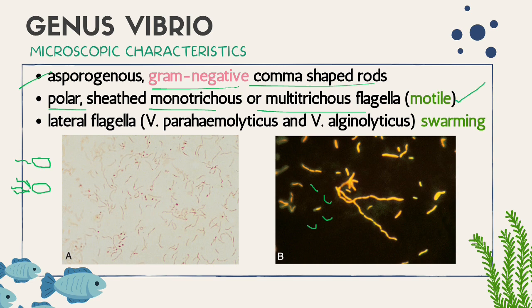There are some organisms under Vibrio that contain lateral flagella. When we say lateral flagella, the flagella are on the sides of the bacterium. So, if a particular organism has lateral flagella, they mostly have the capability to swarm on the culture medium, such as nutrient agar. This is mostly seen in Vibrio alginolyticus.